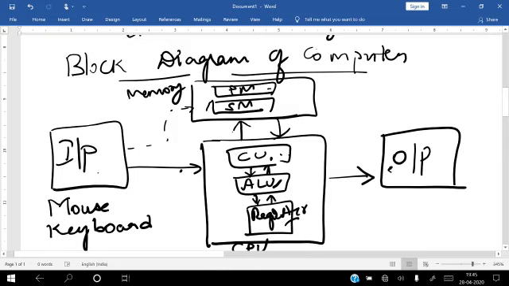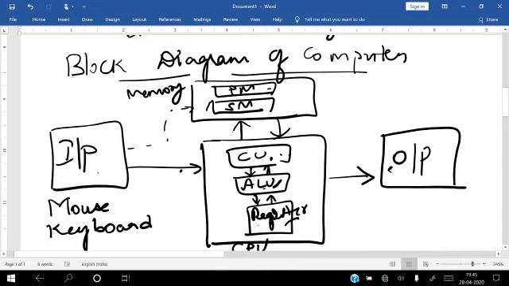The arithmetic and logical unit performs the arithmetical operations and the logical operations. Arithmetical operations mean addition, subtraction, multiplication, division and modulo operation. Logical operations are your AND, OR, NOT operations. The registers store the data and the instructions temporarily, like your scratch pads.